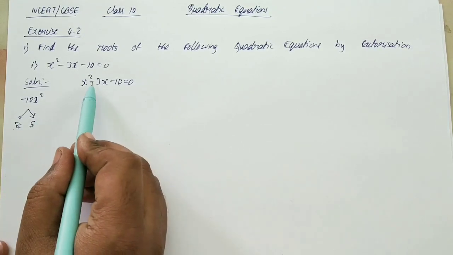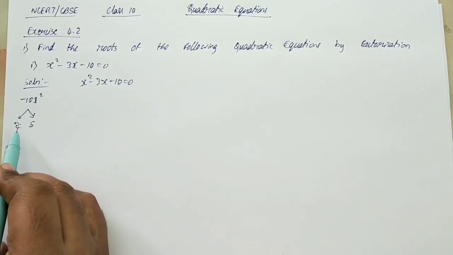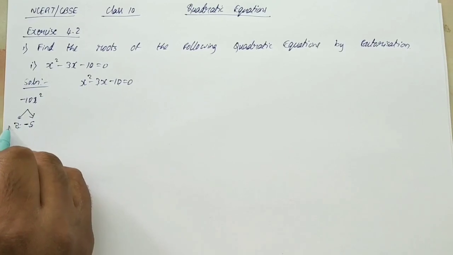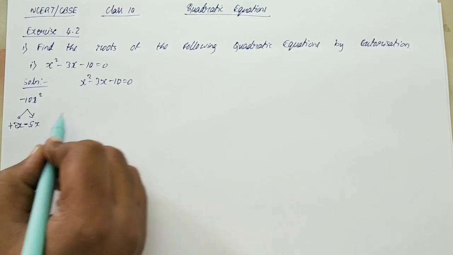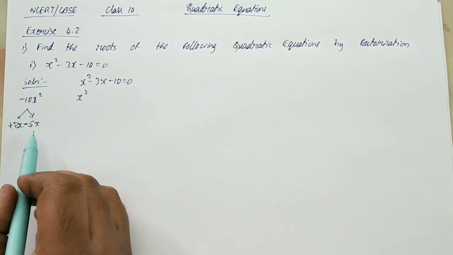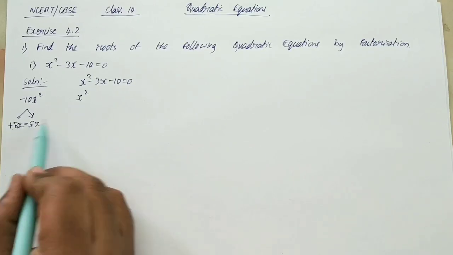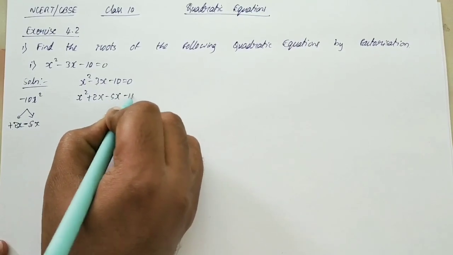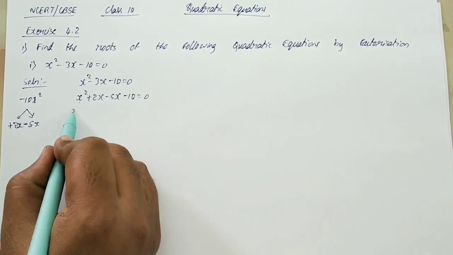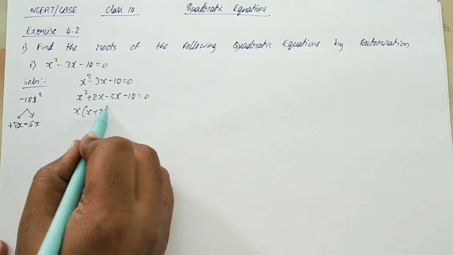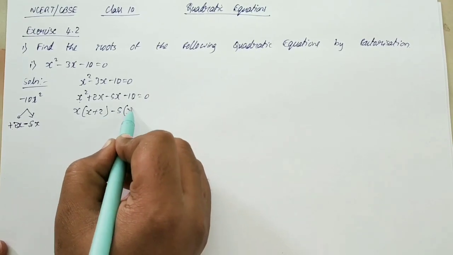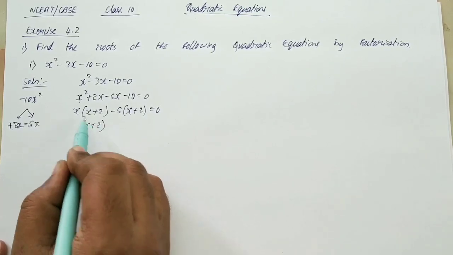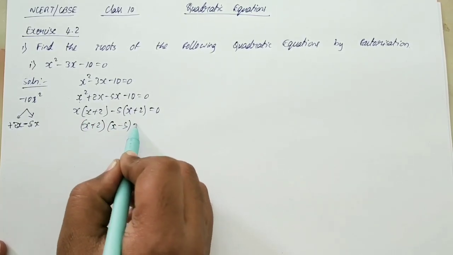So here the sign is minus. For subtraction, one number should be plus and one number should be minus, right? Here minus is there, so for the greater number I will give minus, for the lesser number plus. So here 1x, here 1x, so x square. In place of minus 3x I will write plus 2x minus 5x minus 10 is equal to 0, right? What is common in first two terms? x, right? Remaining x plus 2. Here common minus 5, remaining x plus 2 is equal to 0, right? So x plus 2 is common and remaining x minus 5 is equal to 0, right?